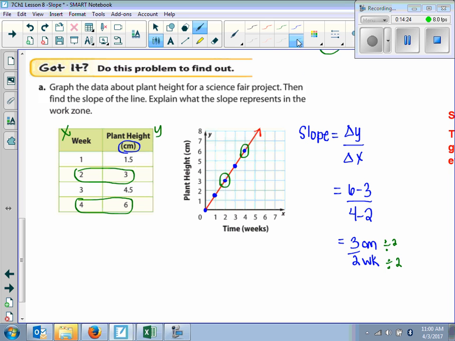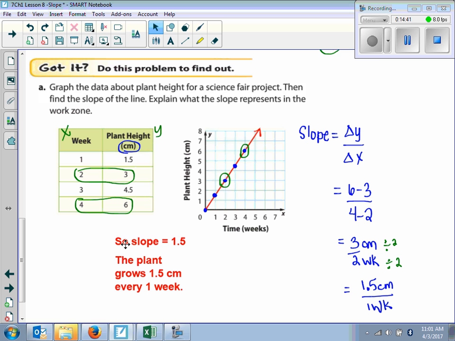Is everybody with me? So that would be what? Very good. That's going to be 1.5 centimeters over 1 week, and that is your slope. So here, the slope is 1.5. And when it says explain what the slope represents, that means that the plant will grow 1.5 centimeters every 1 week.